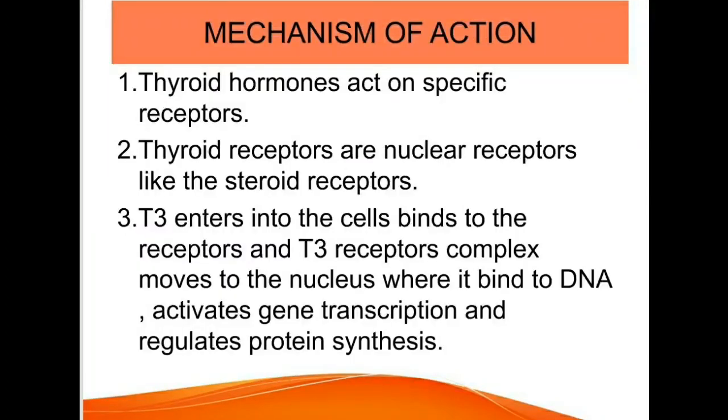Then, the mechanism of action of thyroid hormone. The thyroid hormone acts on specific receptors. Thyroid receptors are nuclear receptors like the steroid receptors. T3 enters the cell and binds to the receptor, and the T3 receptor complex moves to the nucleus where it binds to DNA, then activates gene transcription and regulates protein synthesis.